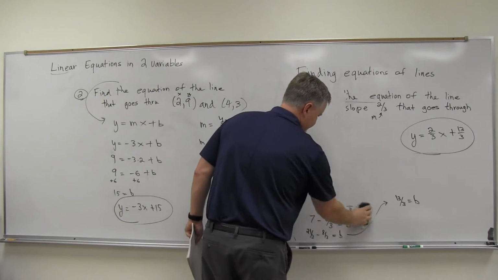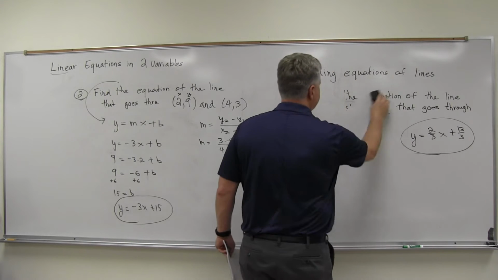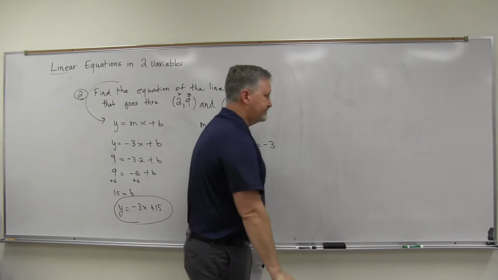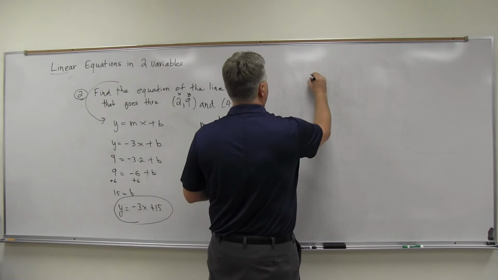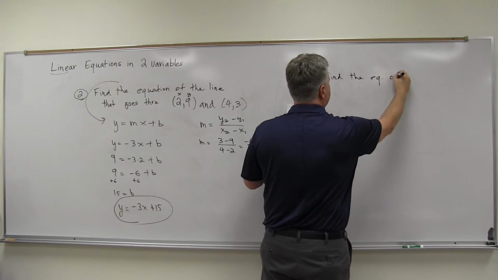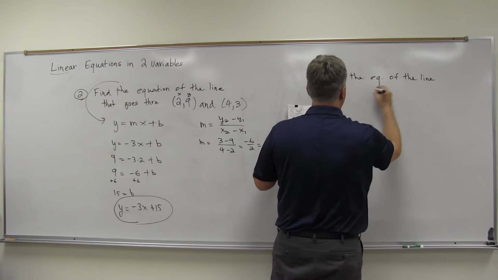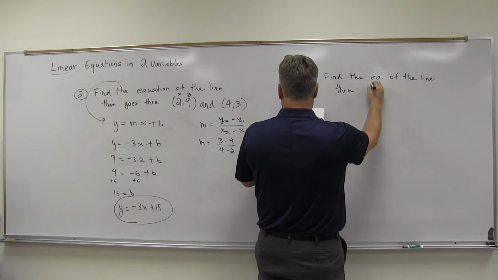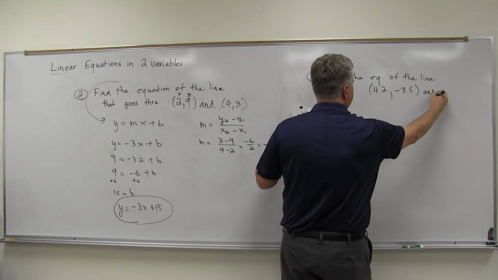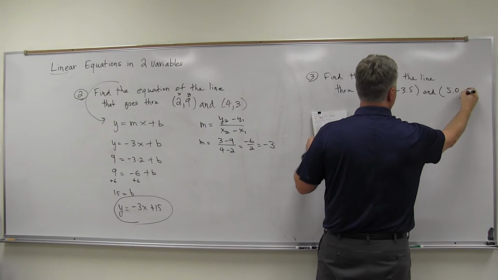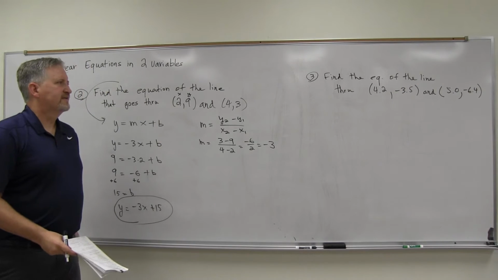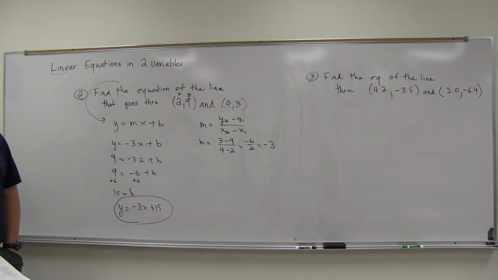Yeah, the trickiest, maybe they'll get on that. I guess they could throw in a vertical line or something like that. I don't think so. But third one, find the equation of the line through 4.2, negative 3.5, and 5.0, negative 6.4. Yeah, that's not that bad, but let's talk about it.